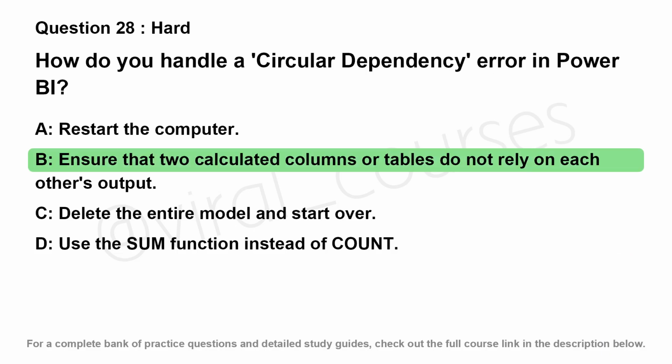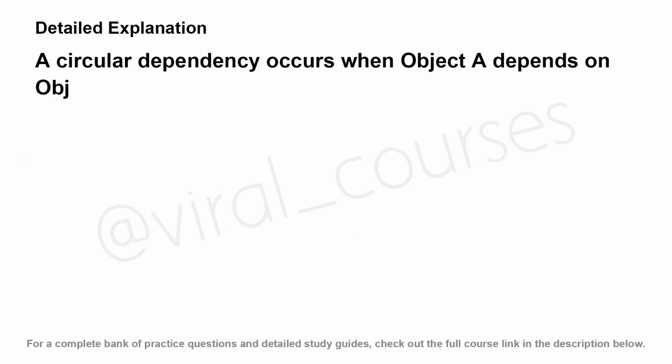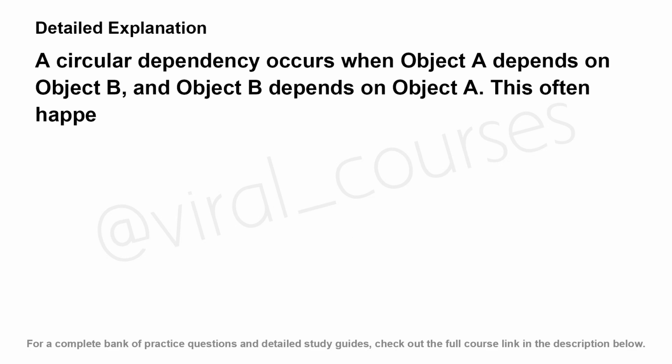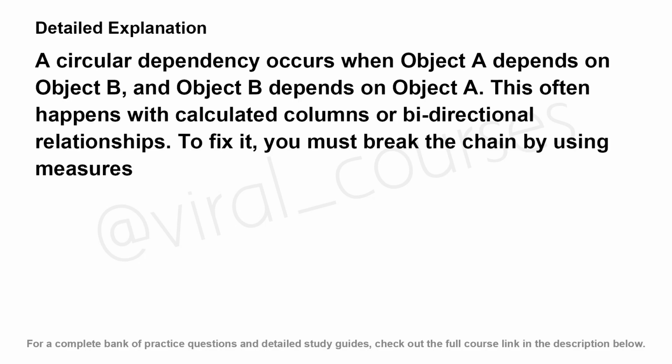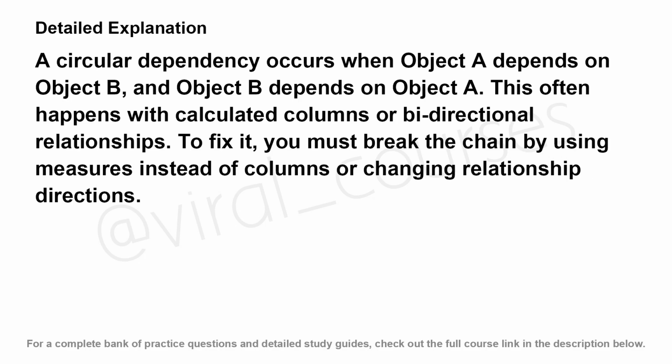The correct answer is B. A circular dependency occurs when object A depends on object B, and object B depends on object A. This often happens with calculated columns or bidirectional relationships. To fix it, you must break the chain by using measures instead of columns or changing relationship directions.